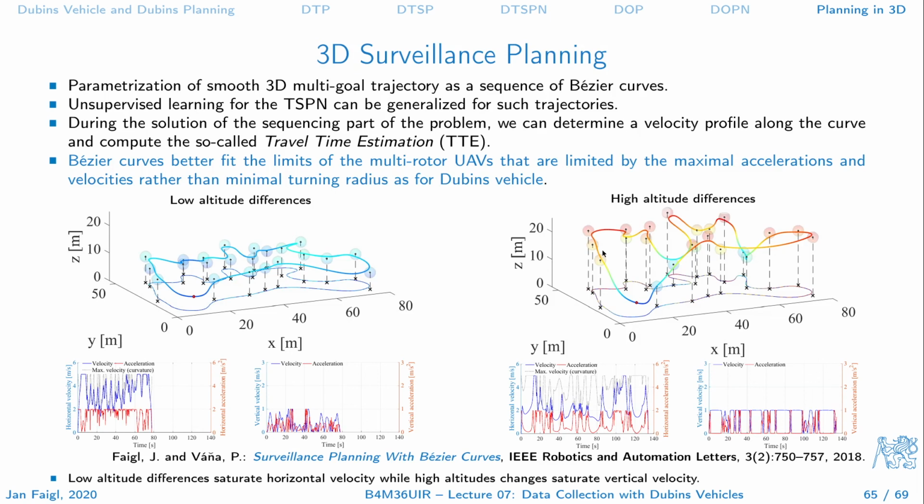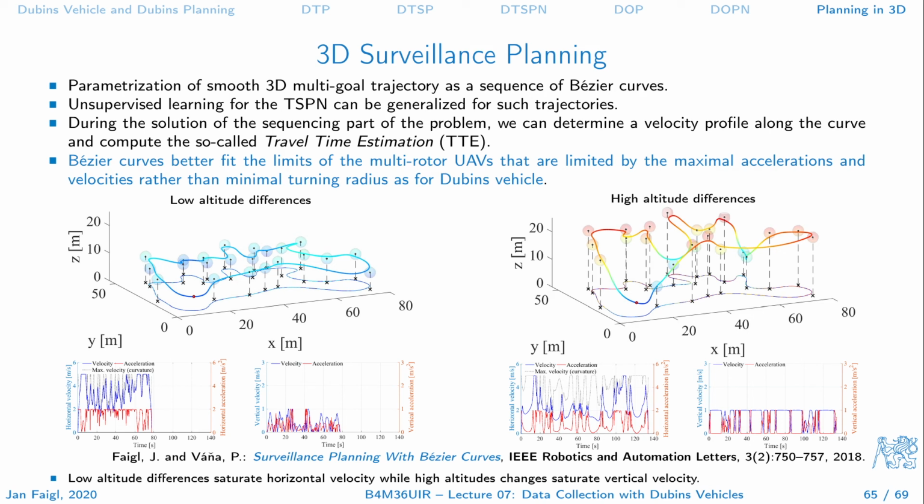But maybe you also ask, how about the multi-rotor drones? The multi-rotor drone is not limited by a limited turning radius. It can move arbitrarily in any direction. Yes, it is true, and it is actually limited only by maximum velocity and maximum acceleration. For that, you have to really exploit all the possibilities. You actually need a sufficiently general parameterization of your trajectory, of your curve.